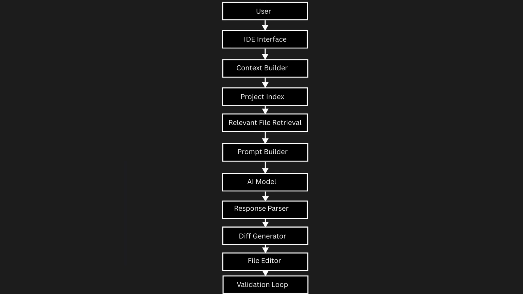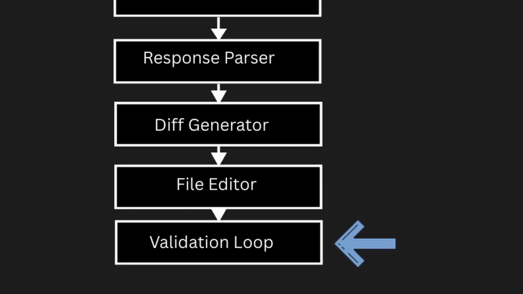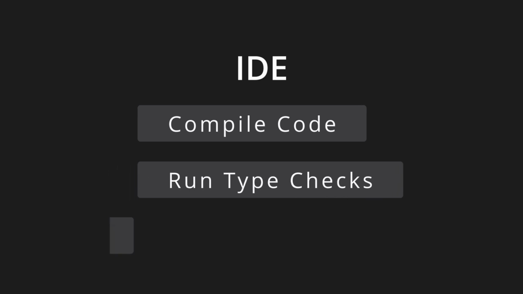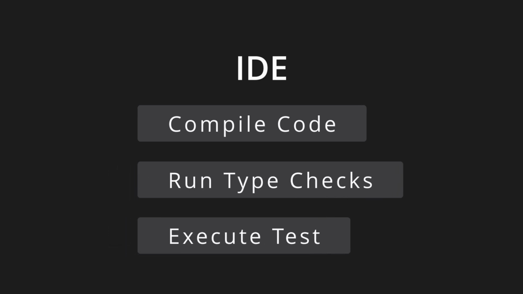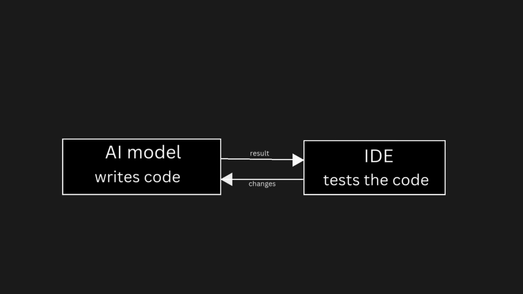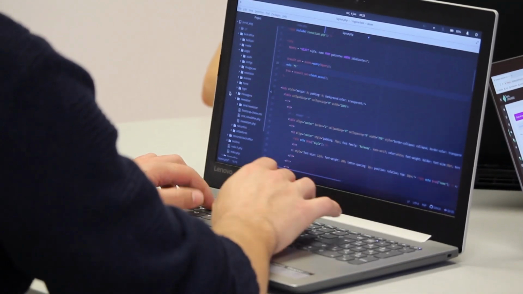Many modern AI IDEs also include a validation loop that checks whether the generated code actually works. The IDE may compile the code, run type checks, or execute tests to see if the changes introduced errors. If something breaks, those error messages can be sent back to the AI model as additional context, and the model generates a fix. This creates a feedback loop where the AI writes code, the IDE tests it, and the system improves the result automatically. And this reveals the real insight behind modern AI coding tools.